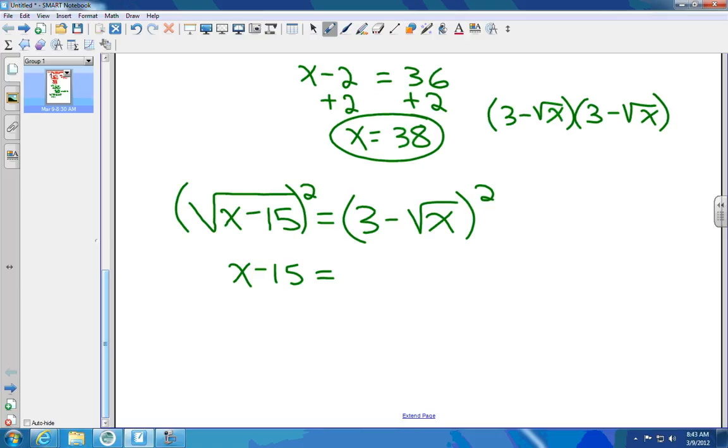3 times 3 up here, 9. Outside would be what? 3, minus 3 square root x. Inside would be minus 3 square root x. And last, plus x.